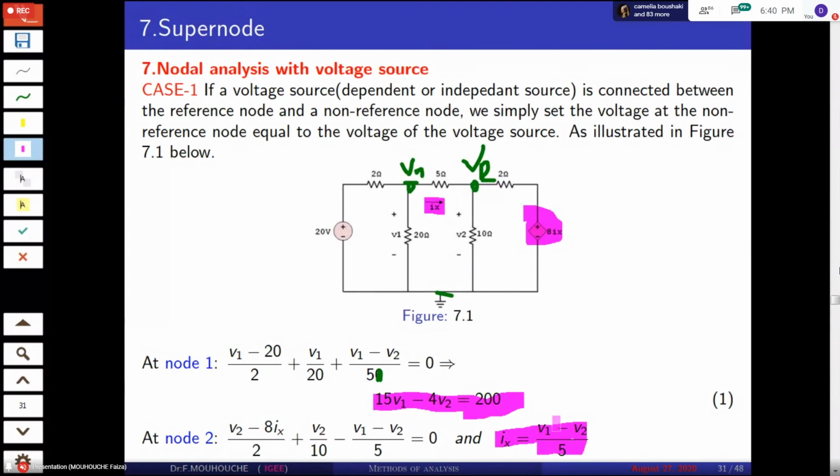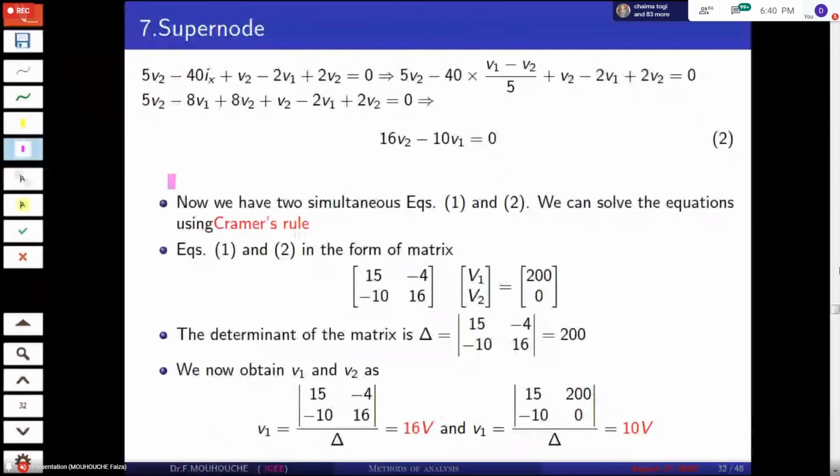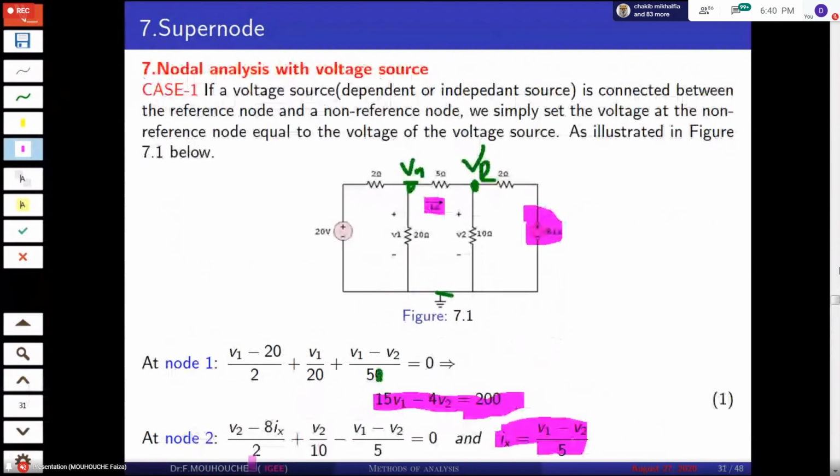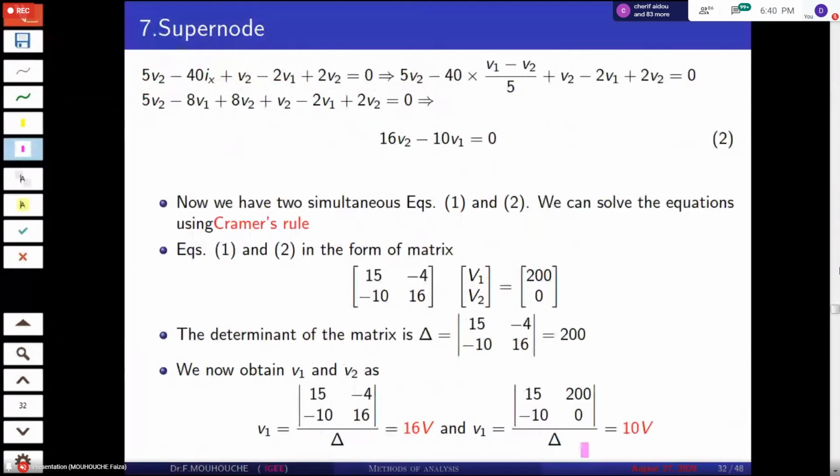So we write this equation and this equation, and we just replace ix. Here, we simplify this one and replace ix by (V1 minus V2) over 5, and we have equation number 2. Now we have to solve equations 1 and 2 simultaneously. We can solve it by using Cramer's rule. We write it first in mathematical form. This is the coefficients, the variables, the constants.